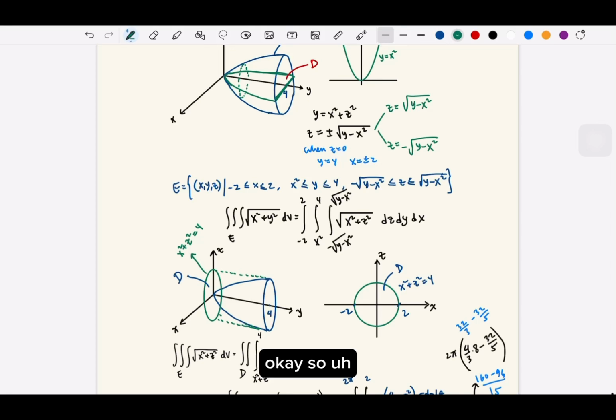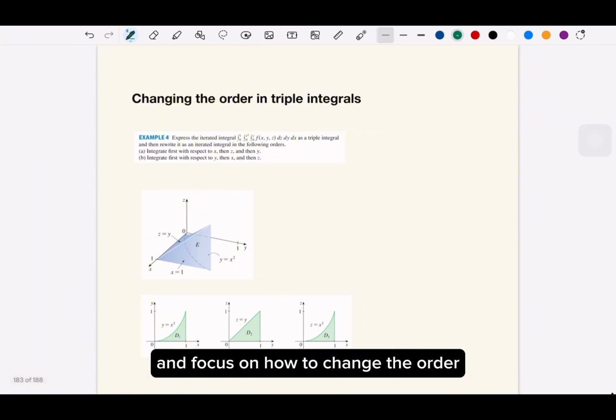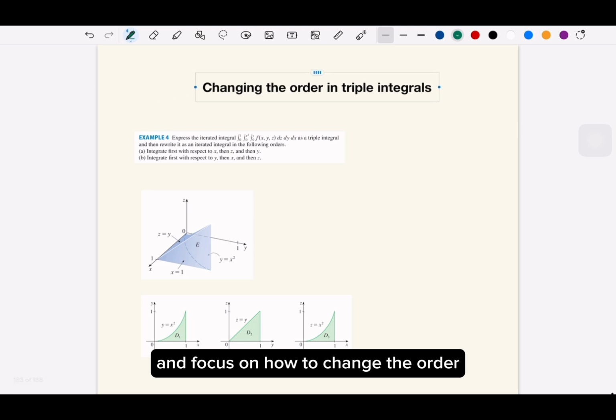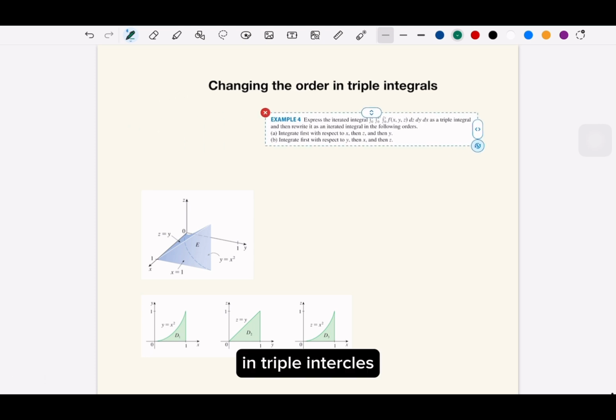Okay, so I think we could start with the triple integrals, and focus on how to change the order in triple integrals.